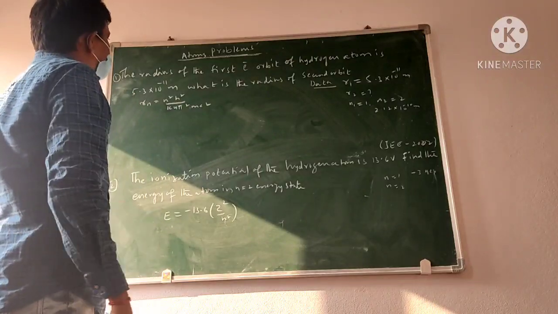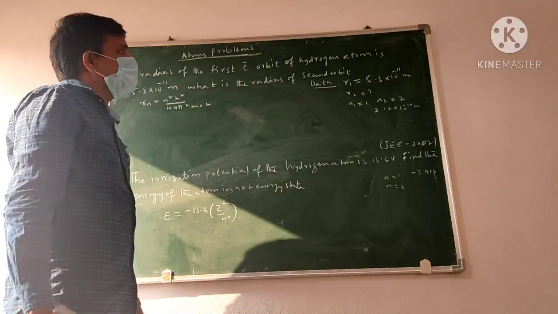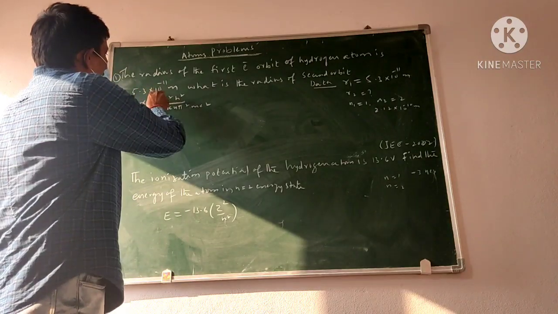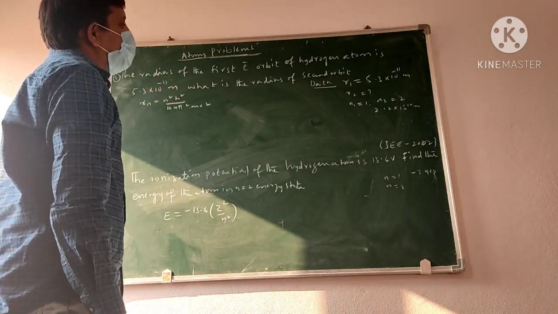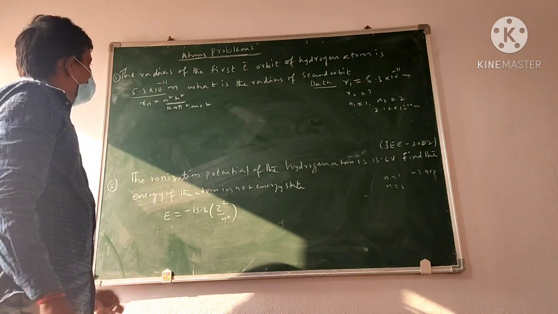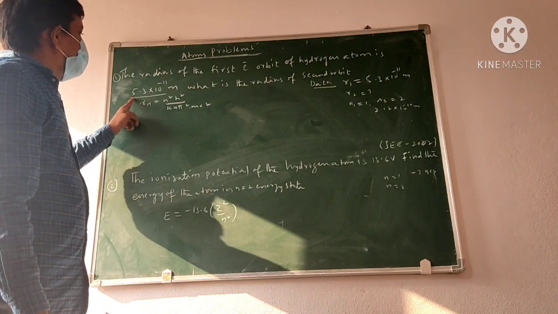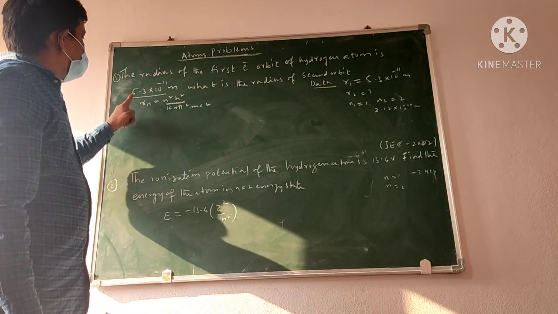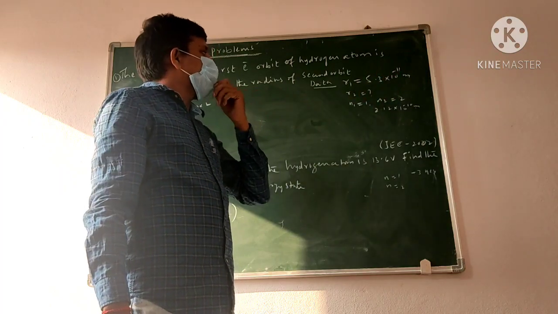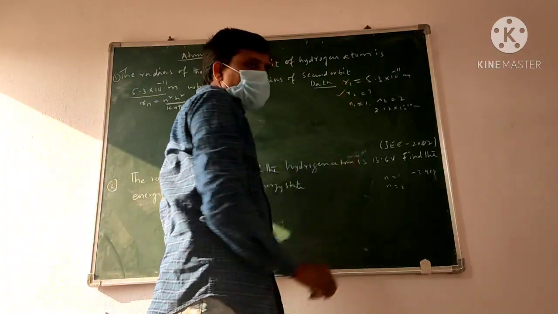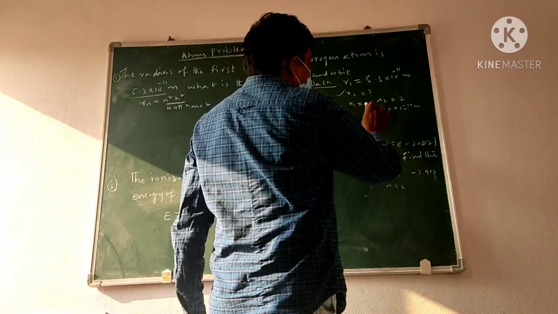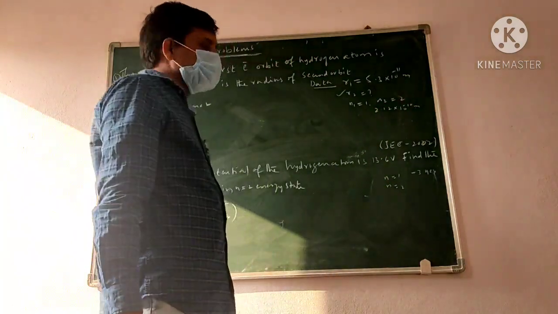The first one: the radius of the first electron orbit of the hydrogen atom is 5.3 × 10^-11 meter. What is the radius of the second orbit? Okay, students. Given the first orbit radius R1 is equal to 5.3 × 10^-11 meters. Find out the second orbit radius. For the first orbit n1 is equal to 1 and for the second orbit n2 is equal to 2.